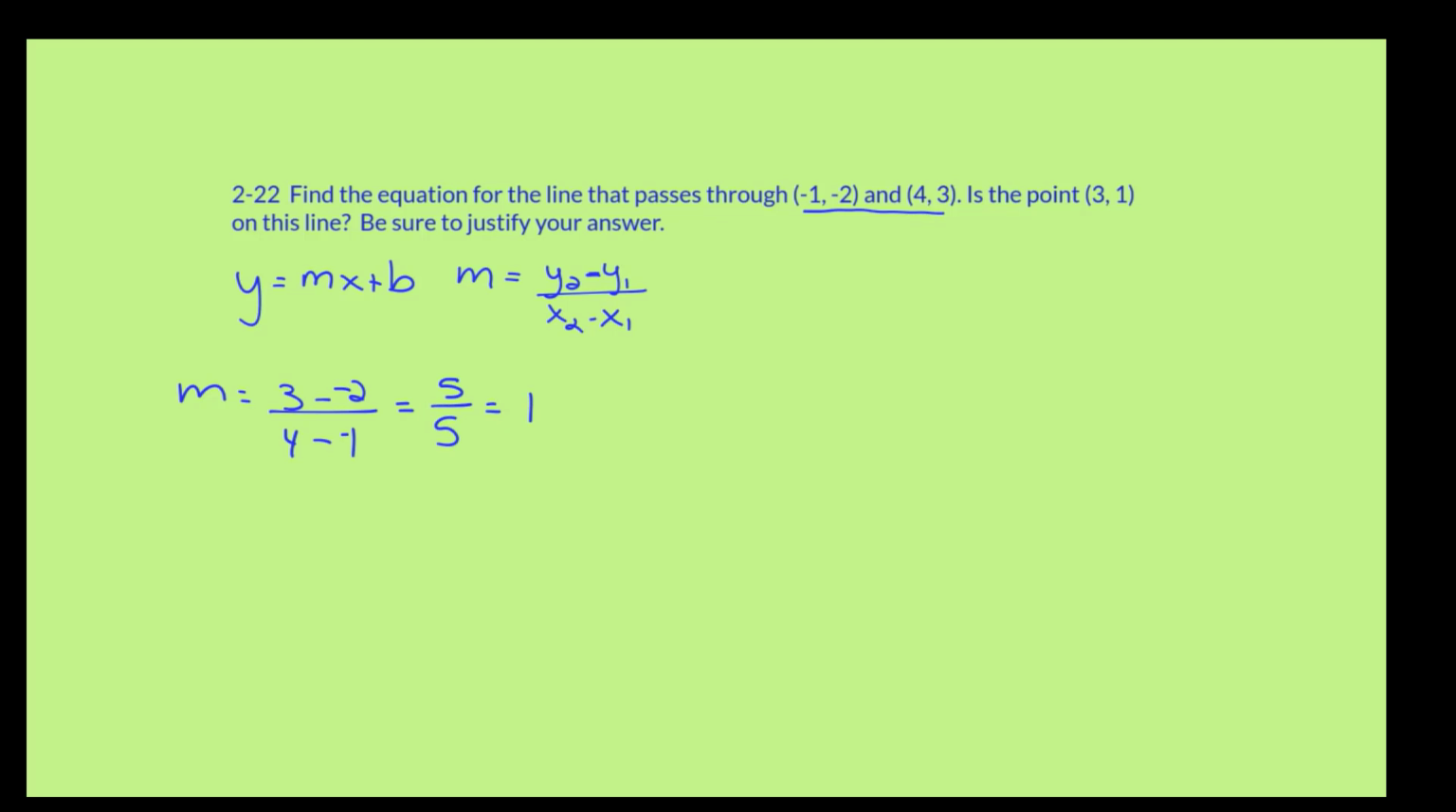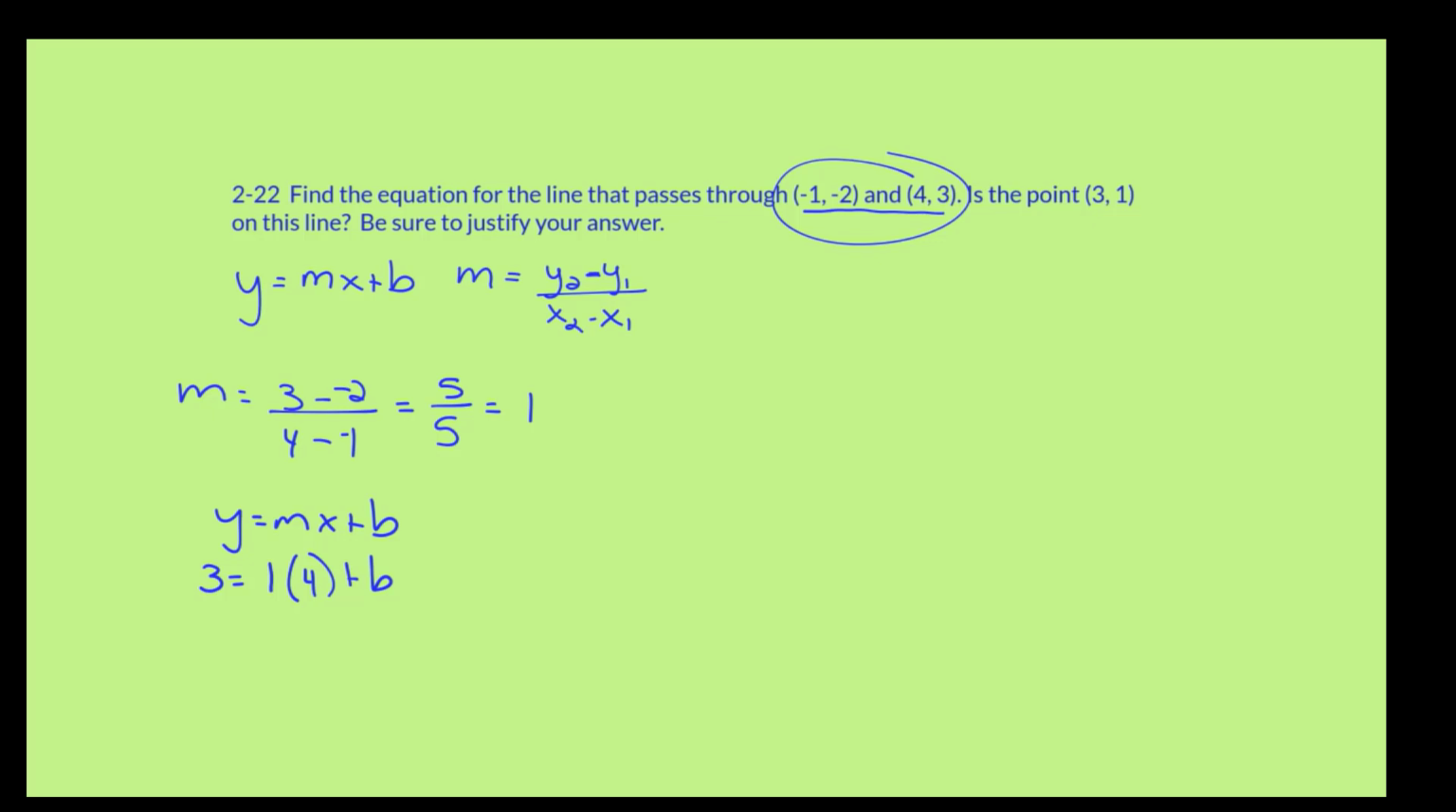All right, now I can take either of these 2 points and plug them into the y equals mx plus b equation. And so I'm going to choose 4 and 3 because I'd rather not work with negatives if I don't need to. So on my y equals mx plus b, I'm going to plug in my 3 for my y, my 1 for my m, because that's my slope, and my 4 for x, so that I can find the y-intercept for our equation.